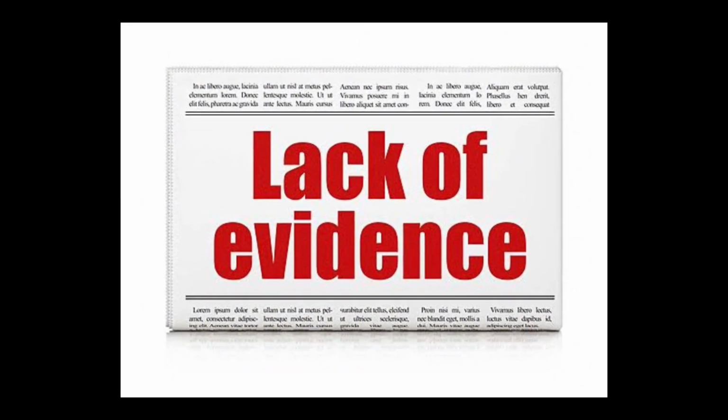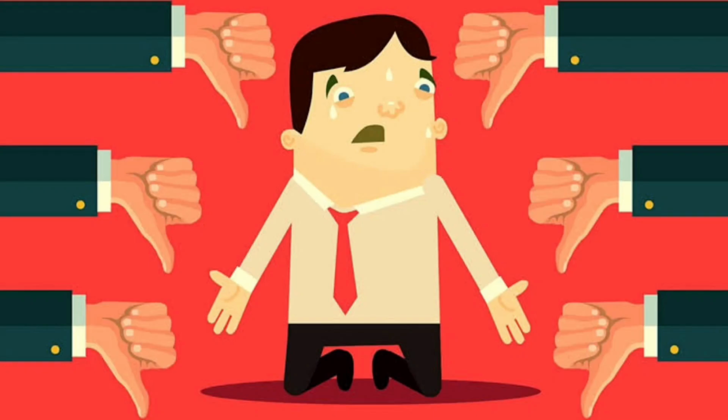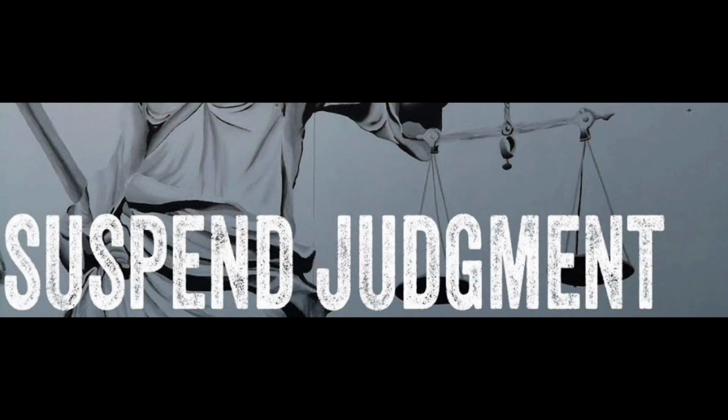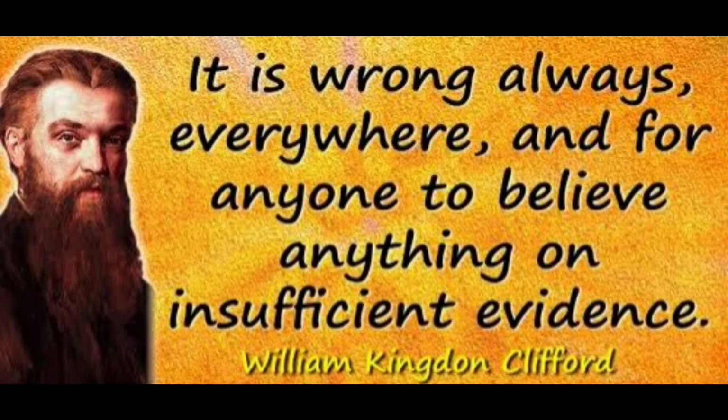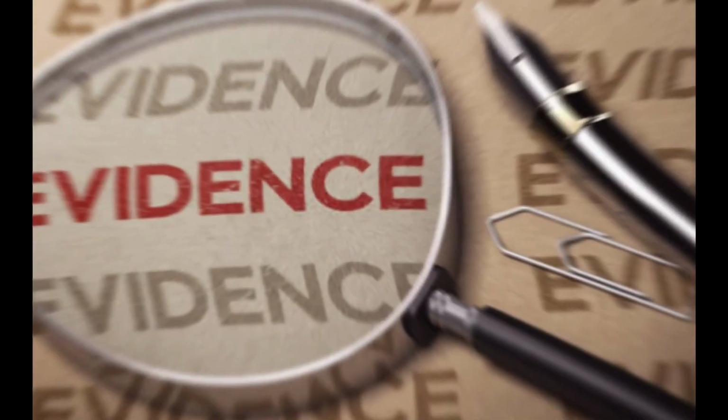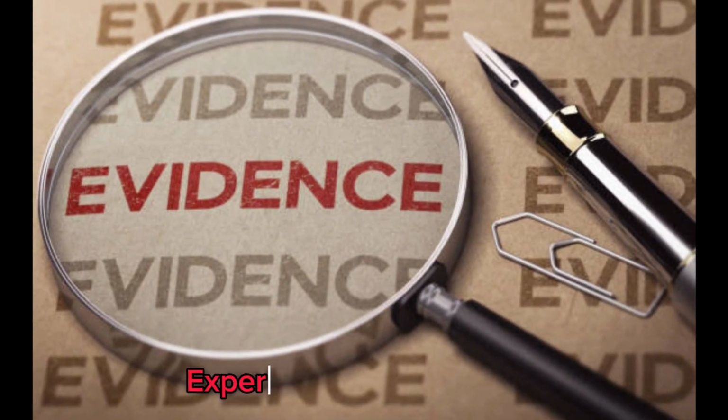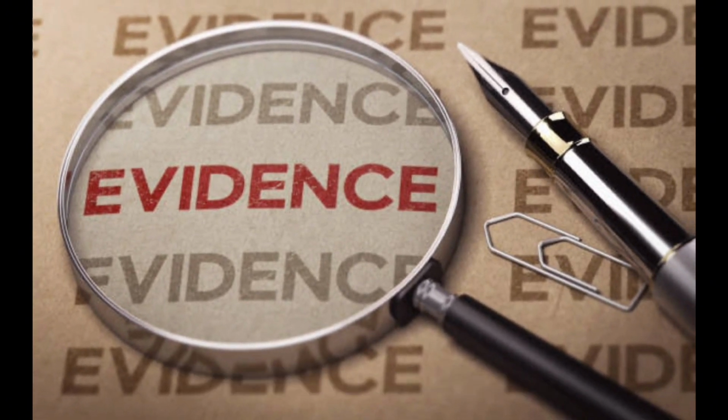Likewise, if the evidence supporting a belief is insufficient, then the only option is to reject the belief or suspend judgment. On one hand, William Kingdon Clifford, a British mathematician and philosopher, claims it is wrong always, everywhere, and for anyone to believe anything upon insufficient evidence. Furthermore, W.K. Clifford refers to the evidence as experiences and reasoning relevant to judging whether a belief is likely true or untrue.